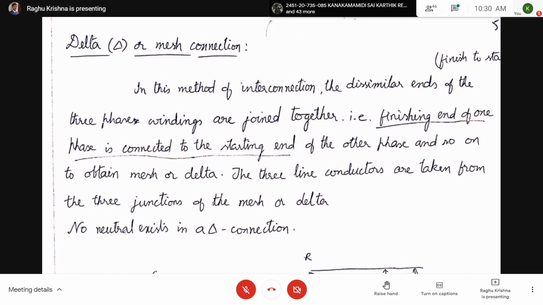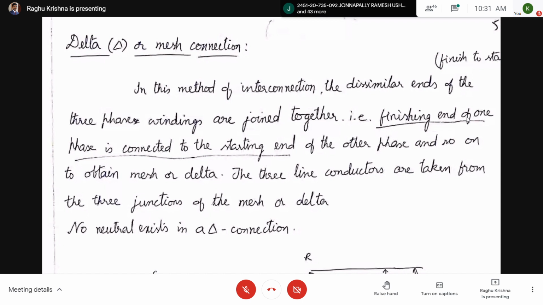Is it clear? The difference between star connection and delta connection. In delta connection, the dissimilar ends are connected. That is, the finish end of one phase is connected to the start end of the other phase. Whereas in star connection, similar ends are connected. That means the finish ends of all the coils are connected together to form a neutral, and start ends are connected to the lines. So that forms the star.